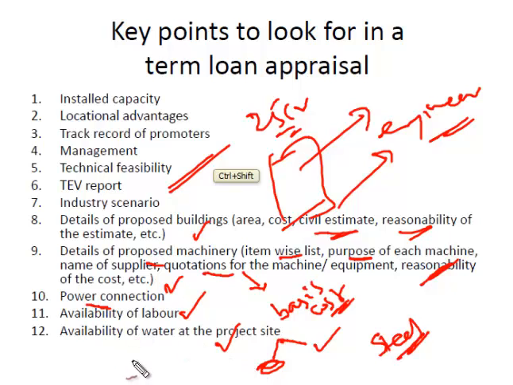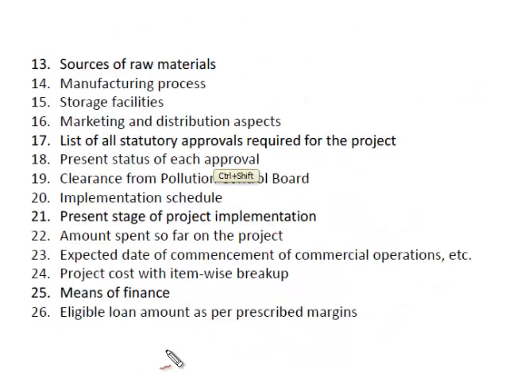Say for example, in industries where they use ore and coal, sometimes they have to wash this coal. They require a lot of bulk water. So what is the availability of water? What are the sources of water you are looking into? That could be some of the points. Sources of raw materials is very important.